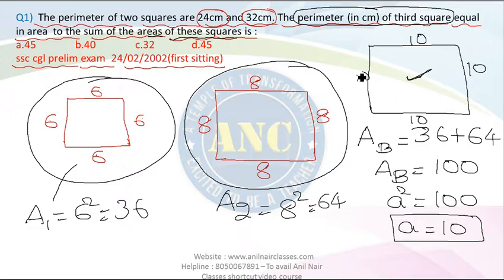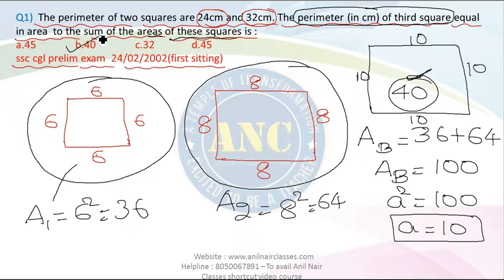If each side is 10 units, what is the total perimeter? Perimeter is 10 plus 10 plus 10 plus 10, which is 40, which is my second option in this given question. Questions are very easy, but there are many questions which are not that easy also.